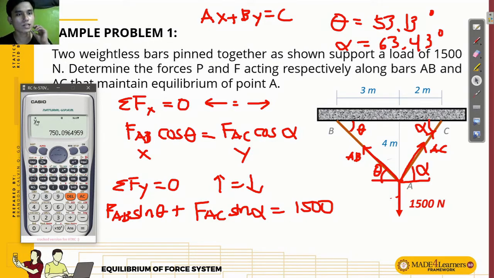So, the X, class, first is the value of FAB. This is the answer: 750.10. And then FAC is 1006.19 Newton. Okay, so you can use this method, or the summation of Fx and Fy. So, you will still get the same result. So, it is still balanced, class. Okay? So, it is better to use this.